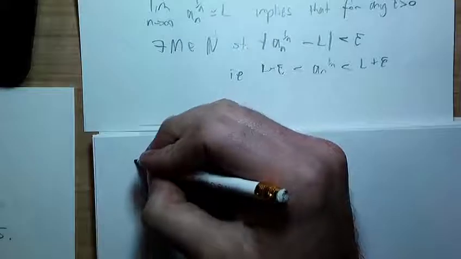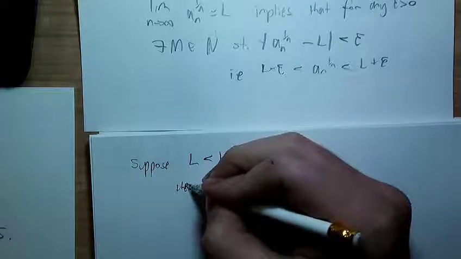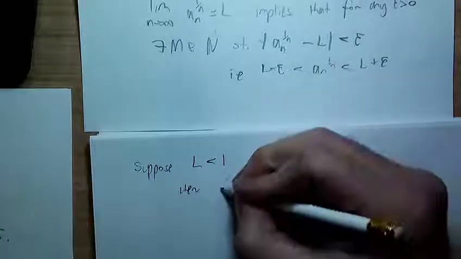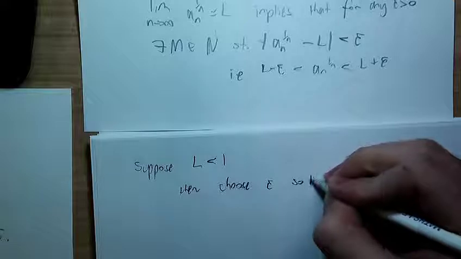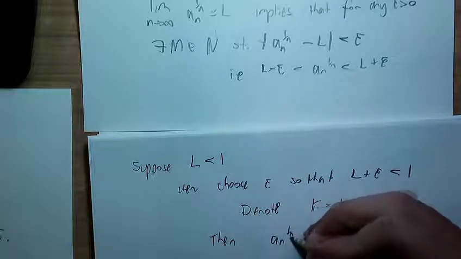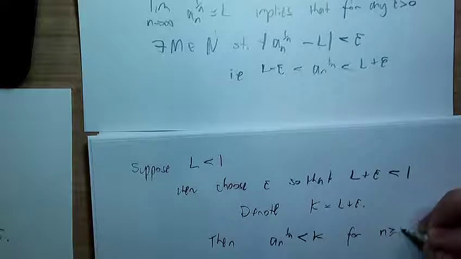So suppose L is less than 1, right? And choose epsilon so that L plus epsilon is still less than 1, which we can do if L is strictly less than 1. We just choose epsilon to be half the distance between L and 1, and that will do the trick. Denote that by k. And so then we're going to have a_n to the 1 on n is less than k for n greater than or equal to m.